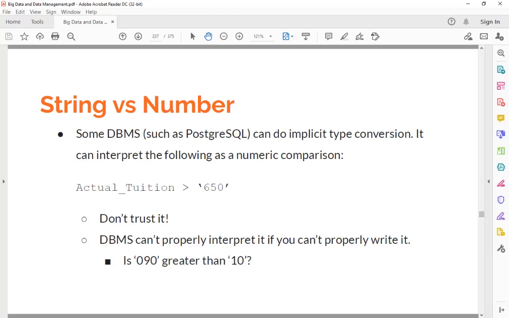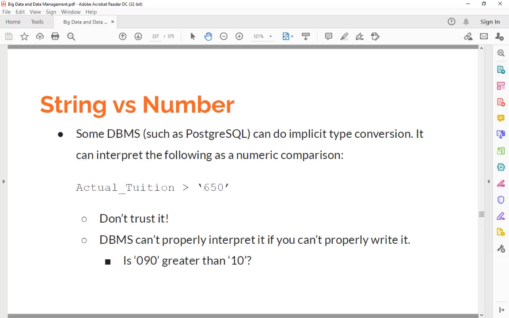What do you consider is greater? Which one is greater, 090 and 10? If you think these two are numerical values, then 90 is greater than 10, right? If you think these two are text strings, then you do a string-to-string comparison, then 1 is greater than 0. That means that the string 090 is less than the string 10. So even this seemingly simple comparison can give you trouble.